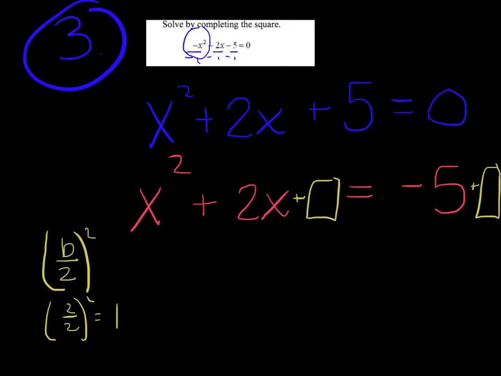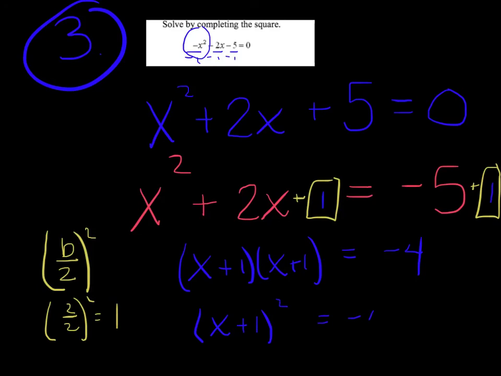So you can see I moved my 5 over. I left room, so I was adding something to both sides. I've got my b over 2 squared here, and I got a 1, so I'm going to add 1 to both sides. So this is going to factor, again, it's the term you squared, x plus 1 and x plus 1 equals negative 4. I can say this is x plus 1 squared equals negative 4.